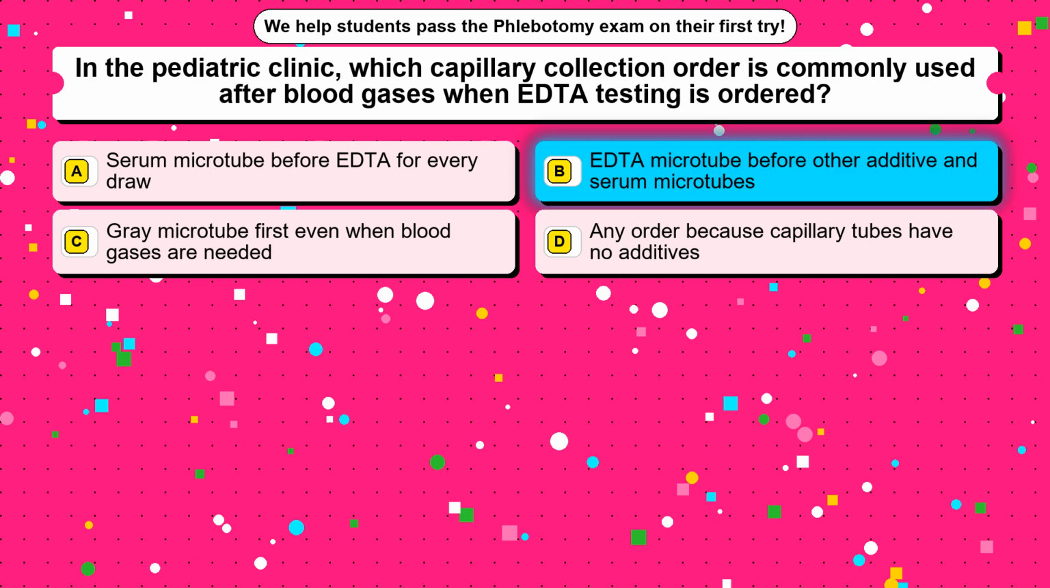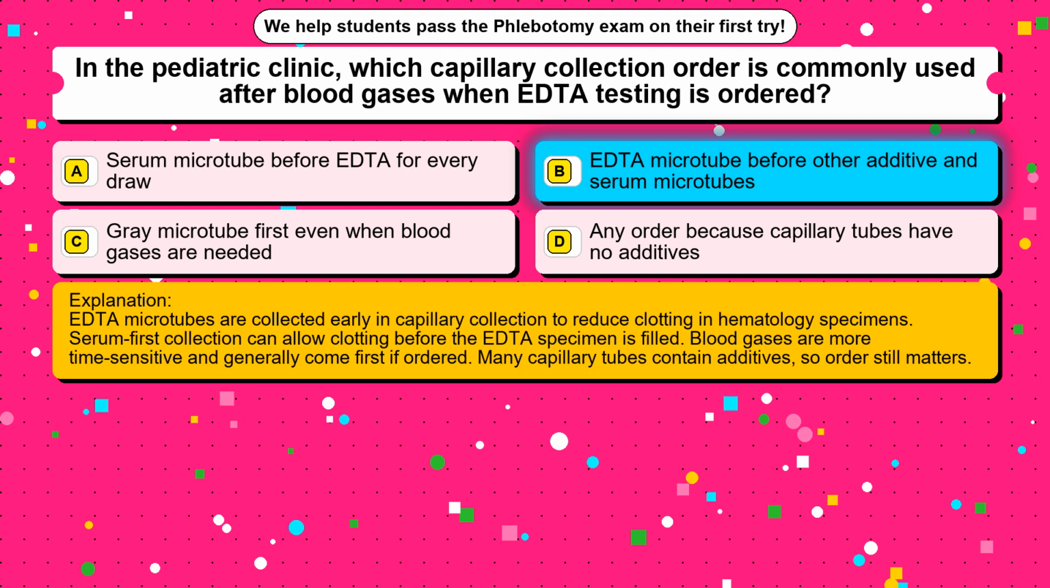EDTA microtube before other additive and serum microtubes. EDTA microtubes are collected early in capillary collection to reduce clotting in hematology specimens. Serum first collection can allow clotting before the EDTA specimen is filled. Blood gases are more time-sensitive and generally come first if ordered. Many capillary tubes contain additives, so order still matters.